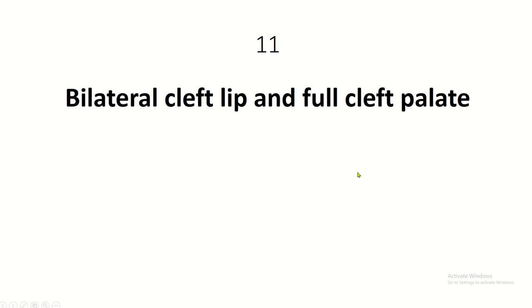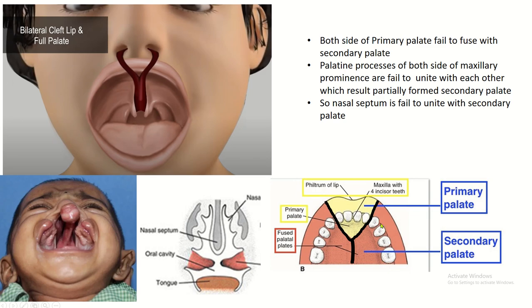Bilateral cleft lip and full cleft palate. Here, with the bilateral cleft lip, the whole primary palate fails to fuse with the secondary palate, and the two palatine shelves of the maxillary prominence fail to fuse with each other, and the nasal septum also fails to fuse. So there is a big gap present here, and the oral cavity and the nasal cavity are continuous.